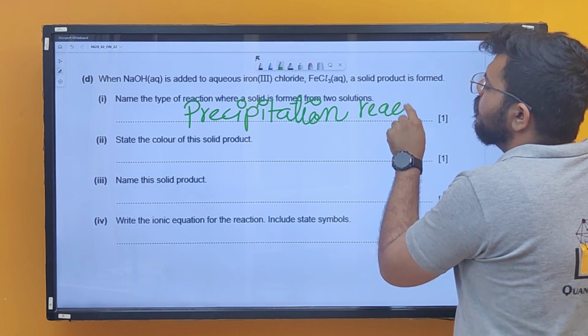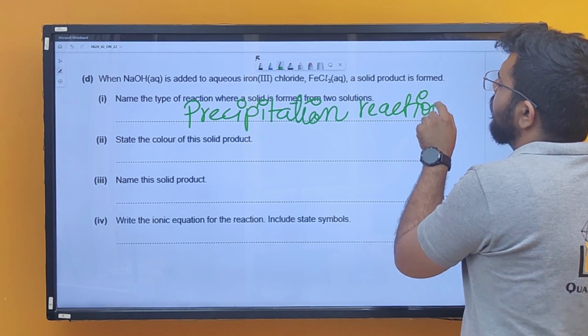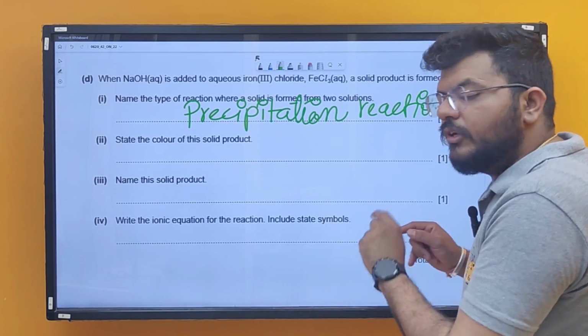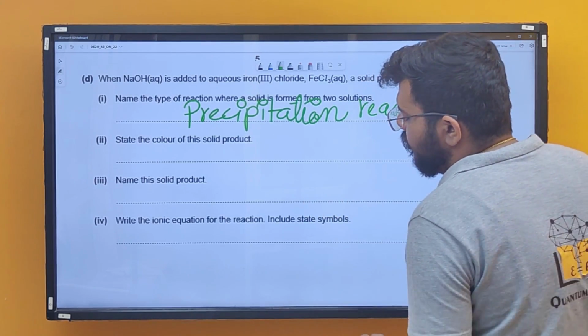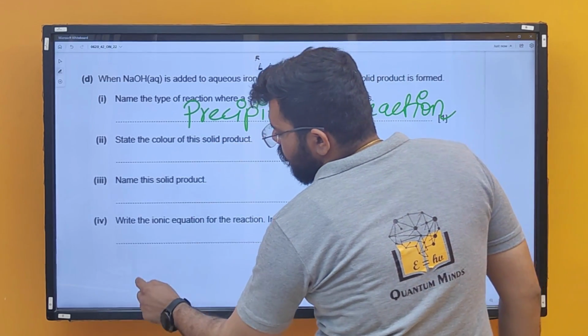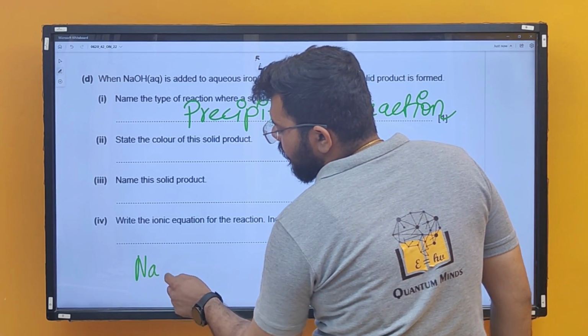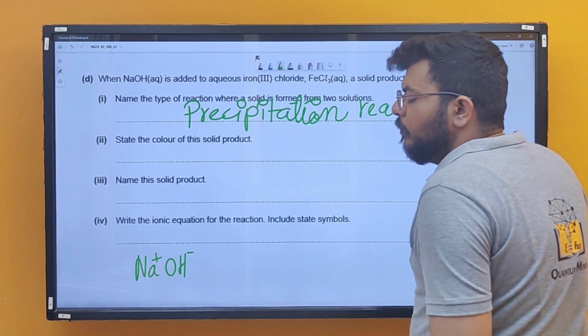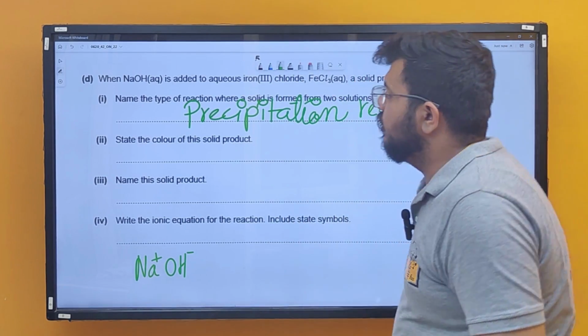It is a precipitation reaction when a solid forms. State the color of this solid product. For that, let's identify the solid product. So what is happening? Sodium hydroxide, right? So I will write Na+ and OH-. These are present in the solution.